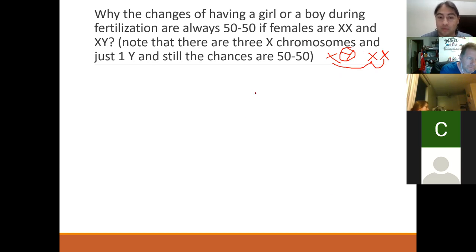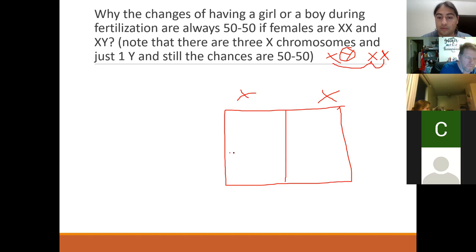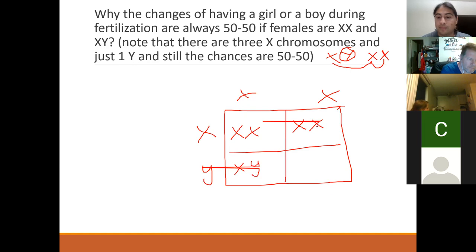But actually, if we do a Punnett square, say this is a female, and we finish doing the Punnett square over here, and then you have the male on this side, so this is a Y. So X by X, we are getting a female. X by X, we are getting another female. And X and Y, we are getting a male. Well, I don't know why this keeps making this thing. And then another X and Y, we are getting a male. So actually 50% of the probabilities are for a female and 50% chances for a male.